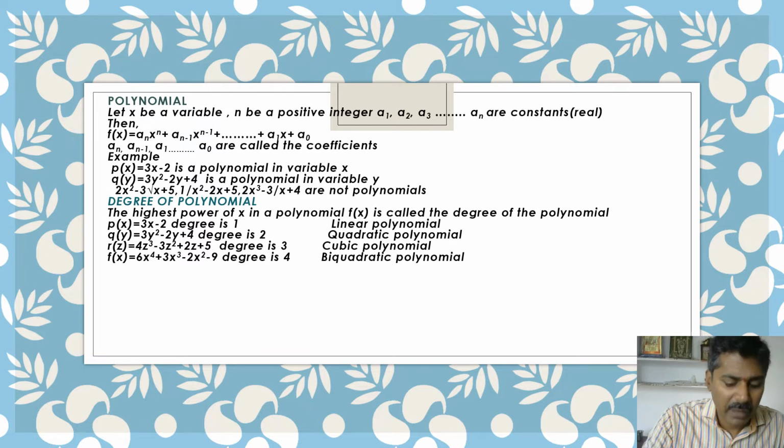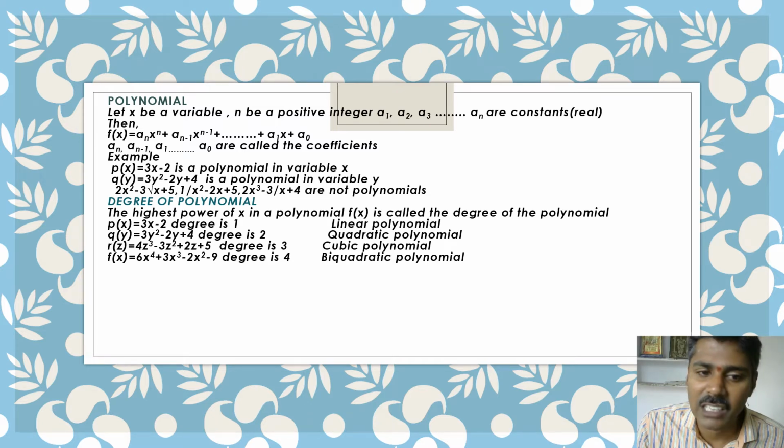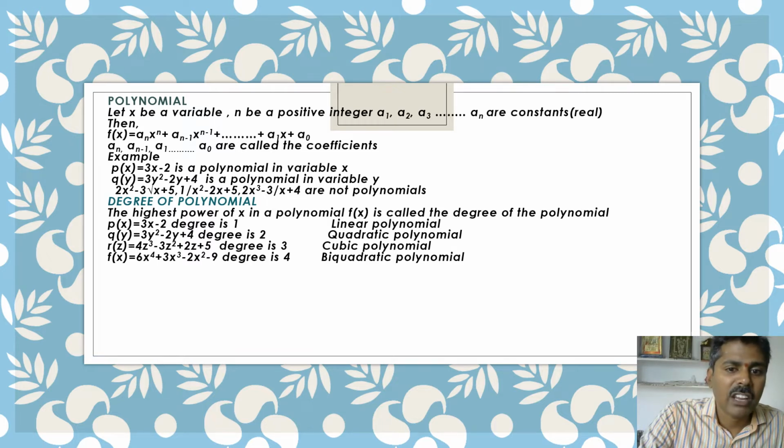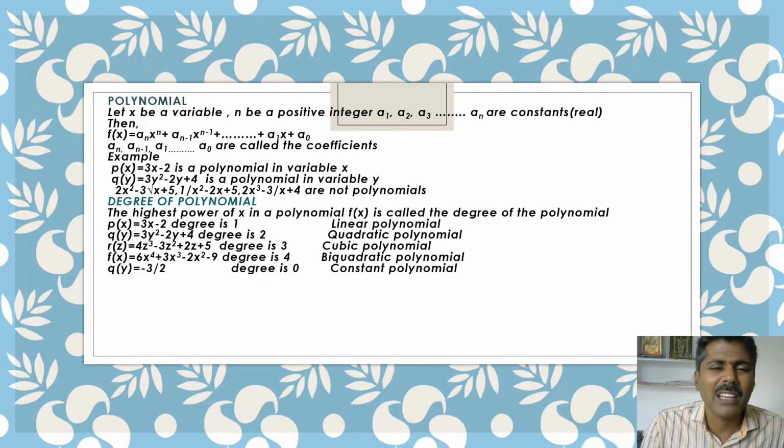In previous classes you have learned different types of polynomials, monomial, binomial, trinomial, based on the number of terms. One term is monomial, two terms binomial, three terms trinomial. Similarly, a linear polynomial can be a single term monomial or a two term binomial. So if we go by the number of terms, we say monomial, binomial, trinomial, multinomial. But when we go by degree, we say linear polynomial, quadratic polynomial, cubic polynomial, biquadratic polynomial.